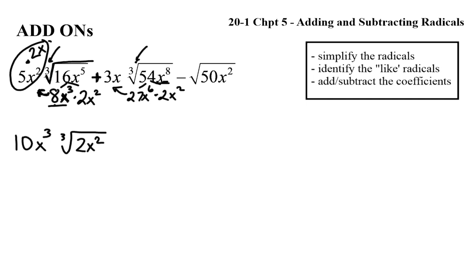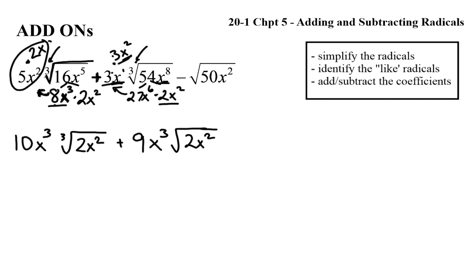27x6 will cube root out, and I'll be multiplying by a 3x squared because that's the cube root of 27x to the 6. When I multiply those two things together, I'll have 9x cubed. 3 times 3 is 9. x1 times x squared is x cubed. But I still have under the root sign that 2x squared.